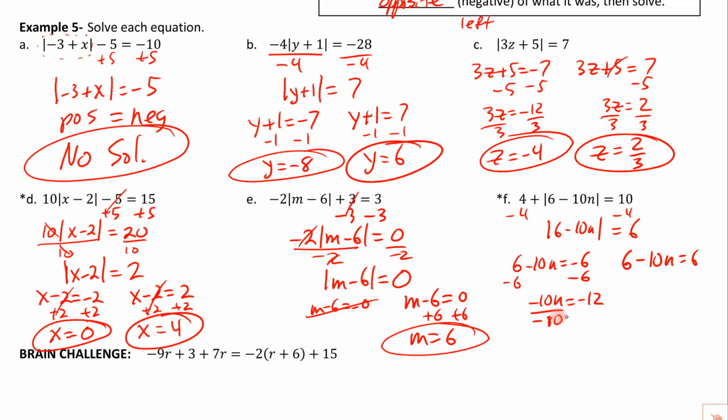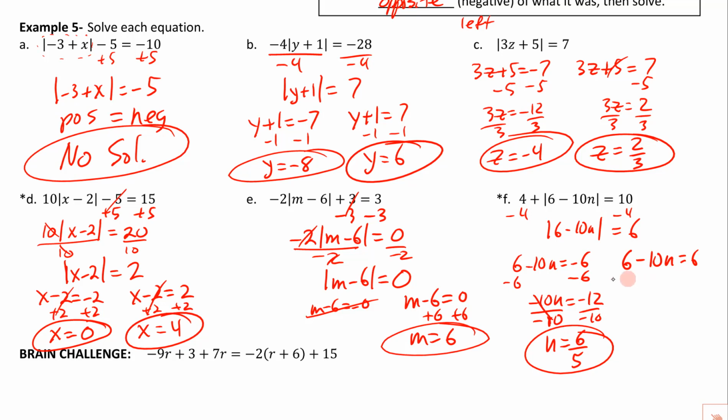Divide by negative 10. Those are going to cancel. Negative divided by a negative is a positive, and then 10 doesn't go into 12 evenly, so let's think of that as a fraction, 12 over 10. 2 would go into both of those. It would go in here 6 times and in here 5 times. So this one is n is equal to 6/5.